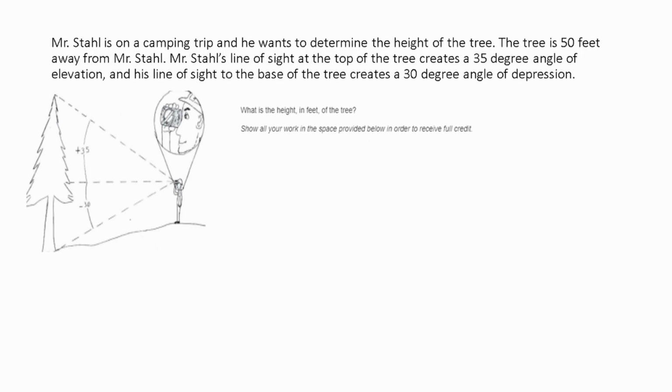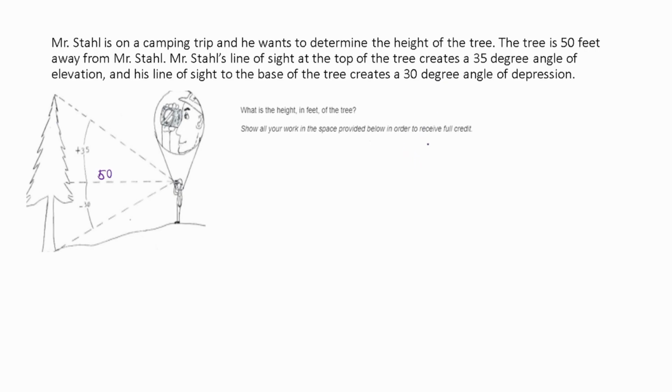So it says, Mr. Stahl's on a camping trip, and he wants to determine the height of a tree. Here's the tree. The tree is 50 feet away from Mr. Stahl. So let's label one of these lines. If it's 50 feet away, this line here is the distance from me to the tree. So I'm going to put a 50 right here.